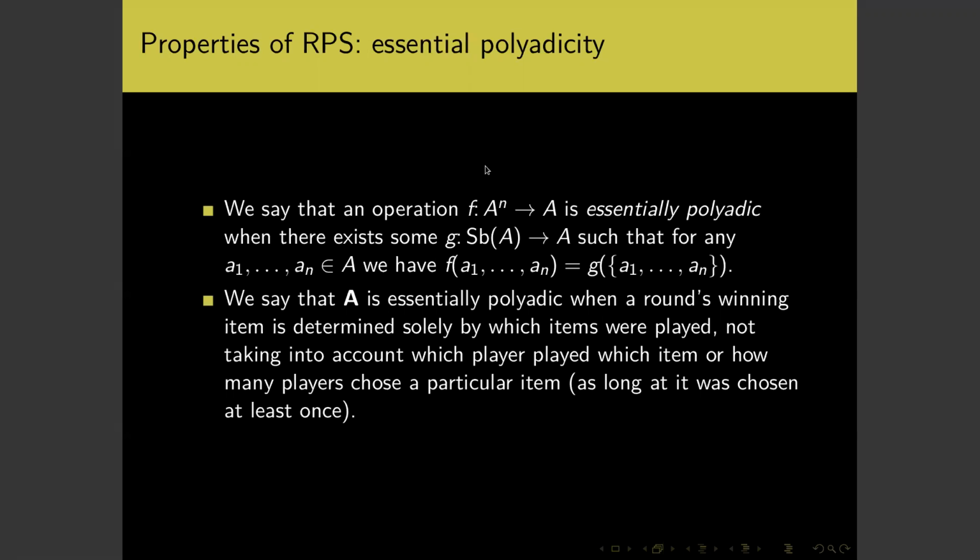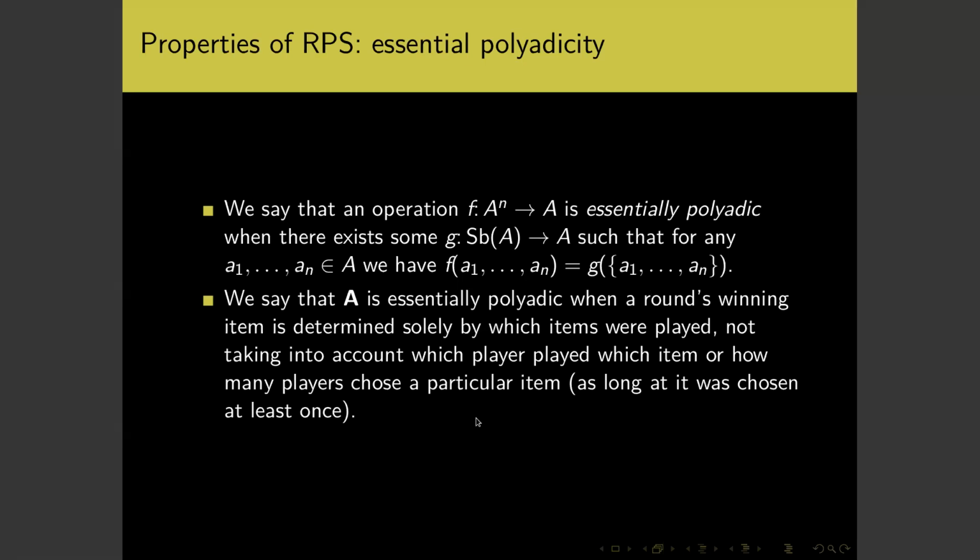All right, so the second property is essential polyadicity. We say that an operation F is essentially polyadic when there is a function G mapping subsets of our universe A to A, so that given any n-tuple of things in A, the image of that tuple under F is actually just what we would get by applying G to the set {A1 through An}. So this is analogous to being essentially unary or essentially binary, I suppose. This is sort of the variadic analog of that, where the value of this operation really only depends on the underlying set of arguments to which it's applied, and not the order or the multiplicity, as long as it's at least one.